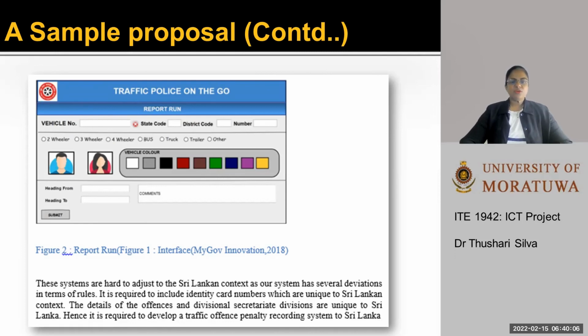It is required to include identity card numbers, and also the secretariat divisions and the place where you were found or caught with these offense violations, and all are different from their information. So we may need to add multiple components which are different from Indian systems. Therefore, we do need to develop our own systems, but we are not in a position to adopt the existing Indian systems. So that one you need to carefully present here.